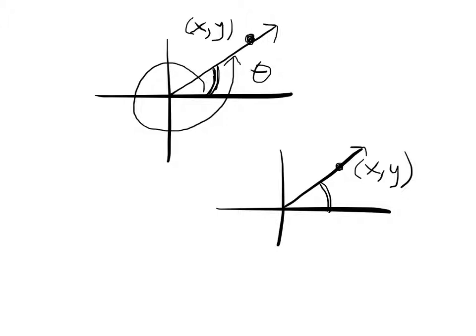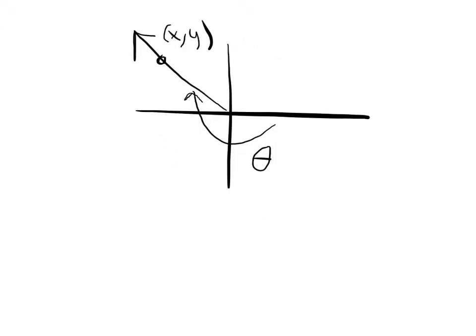So we'll look at another example here. Here theta will have a negative measurement. Note I've gone clockwise around. The terminal side is in the second quadrant. My reference angle is going to be drawn from the terminal side to the nearest x-axis, and the nearest x-axis in this case is going to be right here. So my reference angle is going to be this acute angle right here.